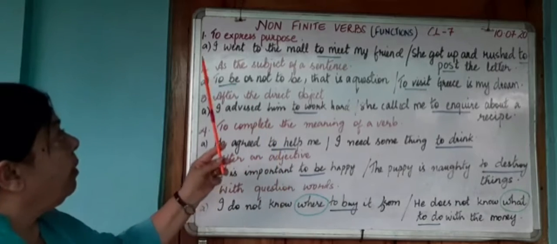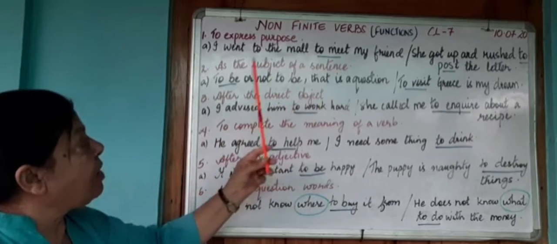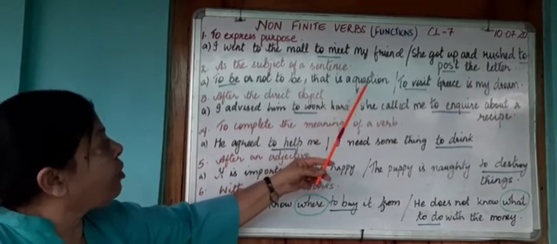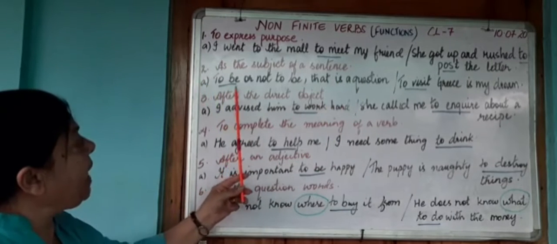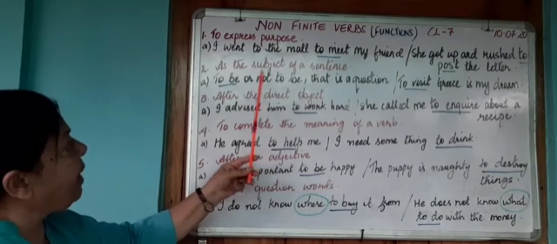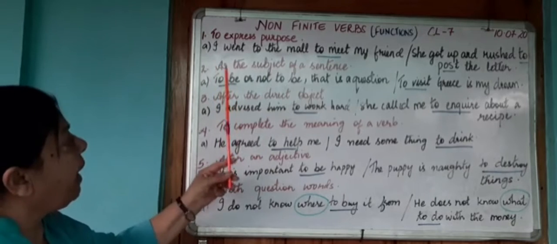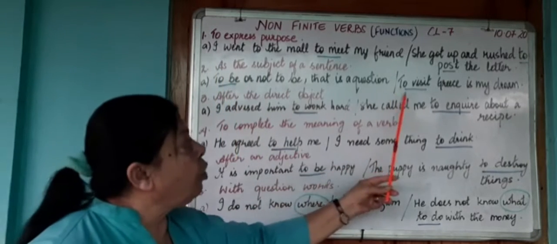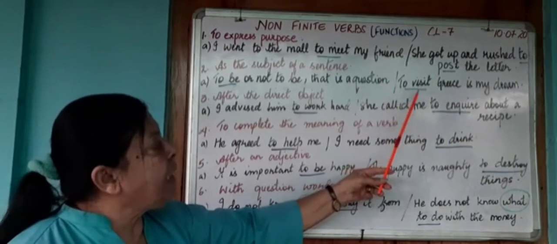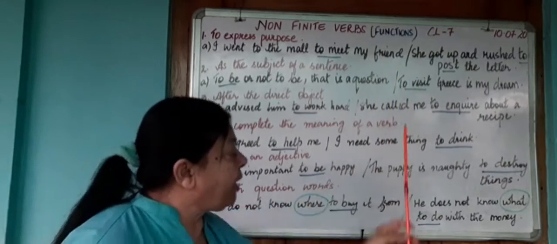Now, again we can use it as the subject of a sentence. Now the subject always comes before the verb. So, is a question. What is a question? To be or not to be. So this group of words is doing the work of the subject. So as the subject of the verb, I can use the infinitive form. Or, to visit Greece is my dream. Here again, to visit, I can use the infinitive form doing the work of the subject.